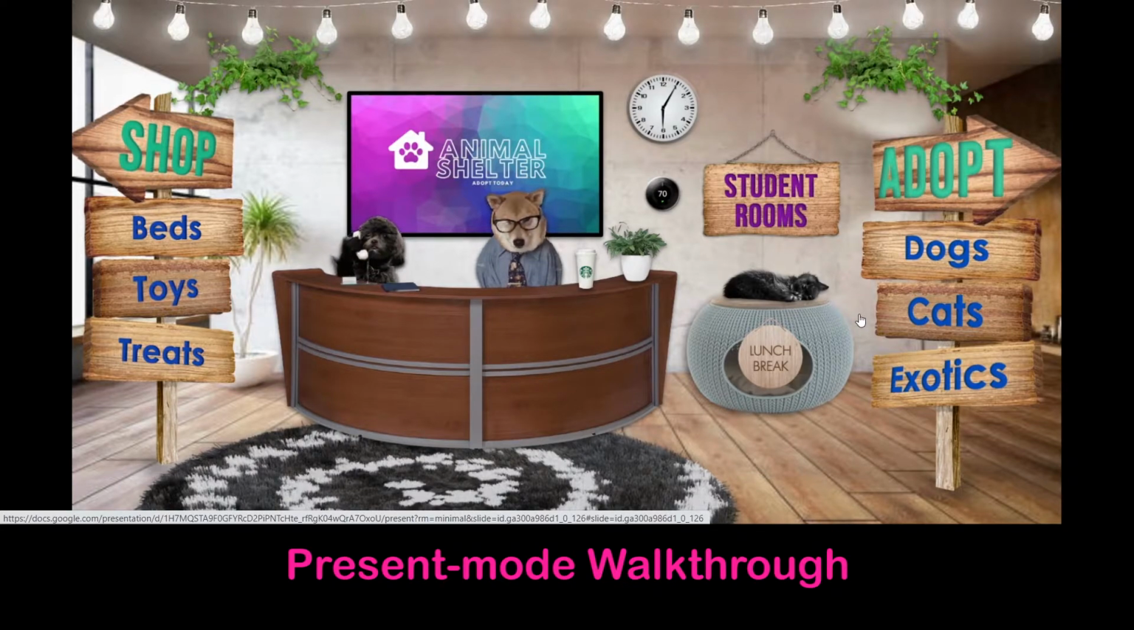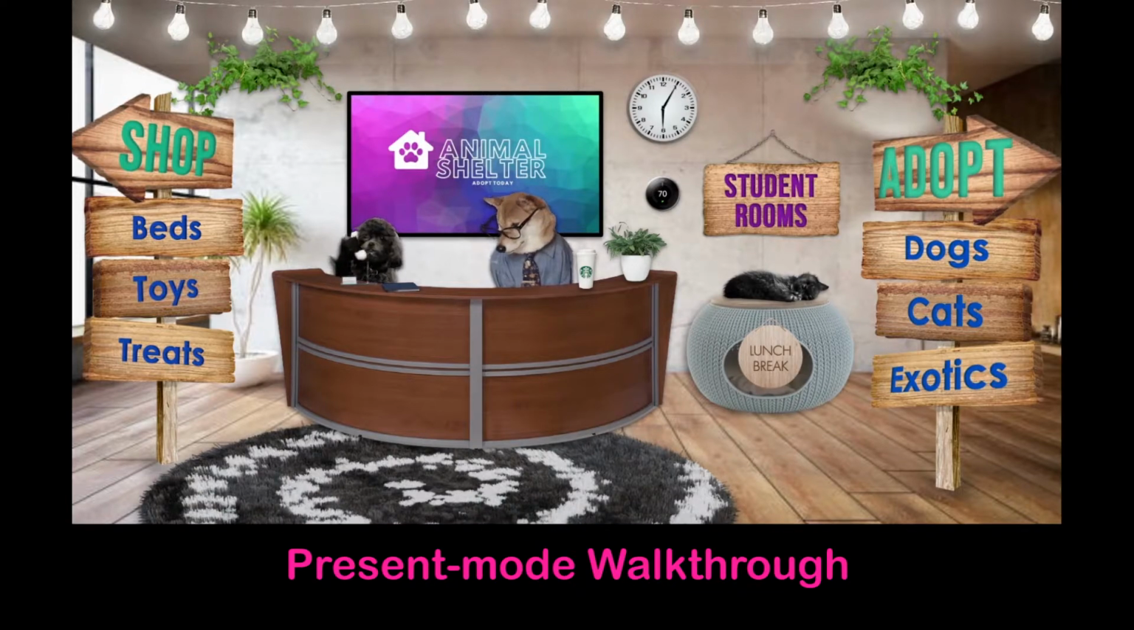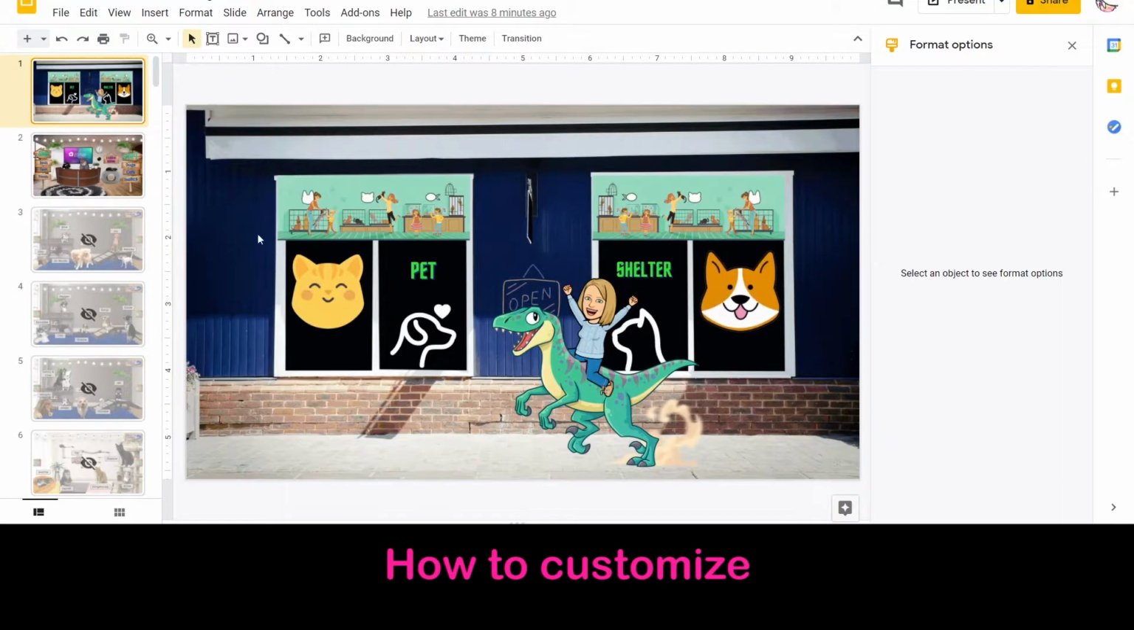That's how the kids would be using it, is they can go through and browse the things that they would want to get for their pets, the pets they would want to adopt. And it's just a fun environment where they can see how other people have set up their rooms. So now we'll go to the slides and I'll show you a little bit of how to customize.